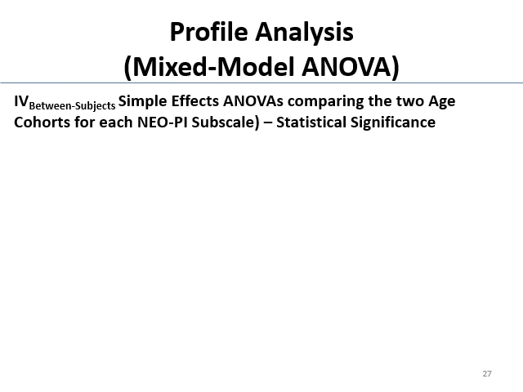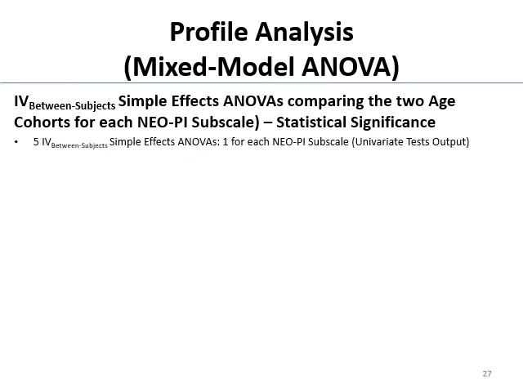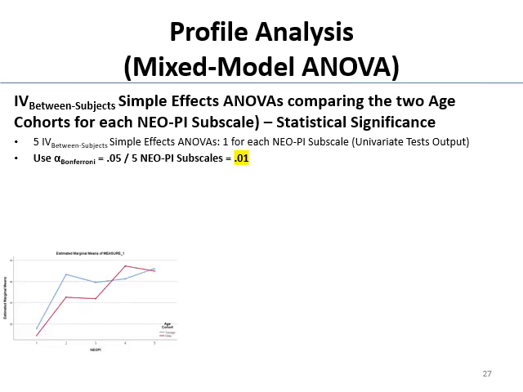So the between subjects IV simple effects ANOVAs that compare the two age cohorts for each new OPI subscale, let's look at the statistical significance. And again, this is because we added compare age cohort. We get five between subjects simple effects ANOVAs, one for each new OPI subscale. And it's in a table called univariate tests on the output. So for these, we have to remember to use the Bonferroni corrected alpha level. 0.05 divided by five NEO-PI subscales, we get a Bonferroni corrected alpha level of 0.01. So 0.01 becomes the new alpha level that we use to interpret the meaning of these simple effects ANOVAs. Let's control for type 1 error.